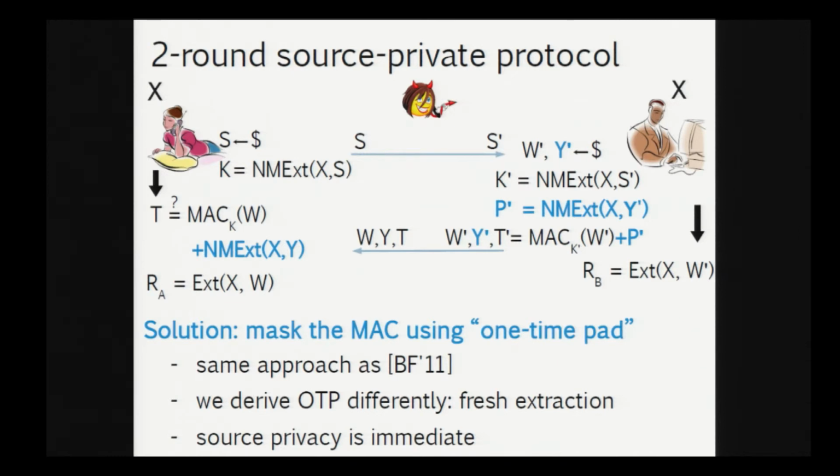This is the same approach that was used by Bowman and Fair, but we derive the one-time pad slightly differently than they do. Specifically, we get the one-time pad by doing a fresh extraction from X with a seed that Bob chooses. Bob then sends the seed for the one-time pad. He also applies the pad to the MAC and sends it to Alice, who can then check these things. With this protocol, if the protocol is secure, source privacy is actually immediate because if the keys are uniform to Eve, then you can also show that the rest of what she sees is basically uniform as well.